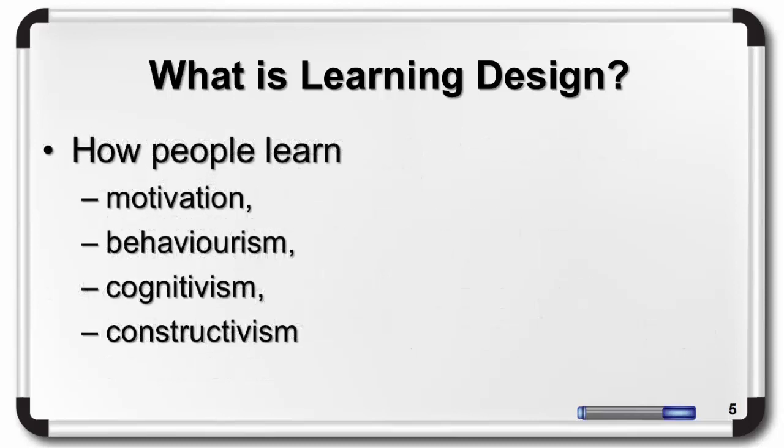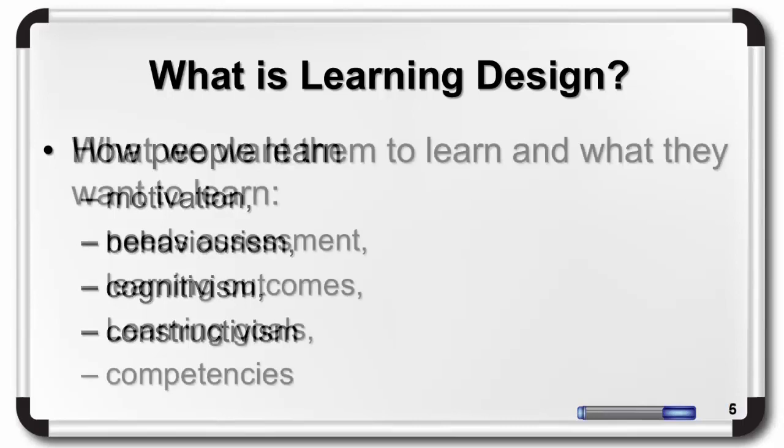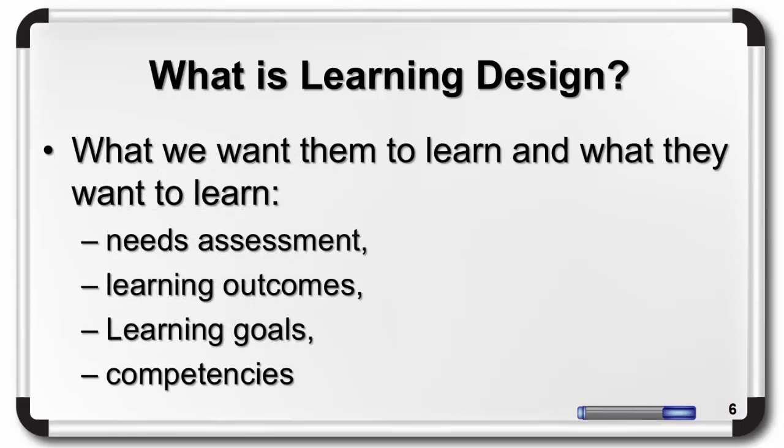So when we talk about learning design, we need to think about several things. First, we think about how people learn. For example, we think about ideas like motivation, behaviorism, cognitivism, and constructivism. Next, we think about what we want our students to learn and what they want to learn. For example, we think about ideas like needs assessment, learning outcomes, learning goals, and learning competencies.